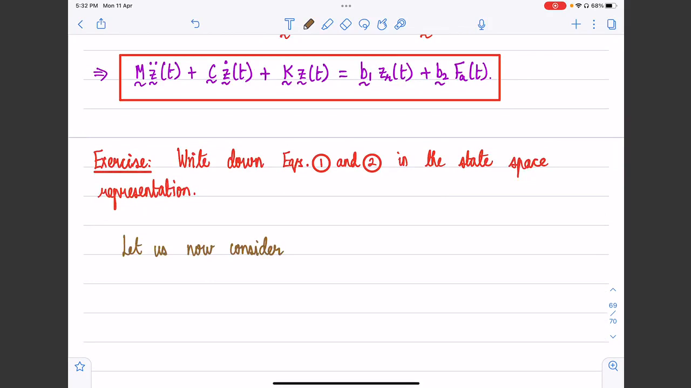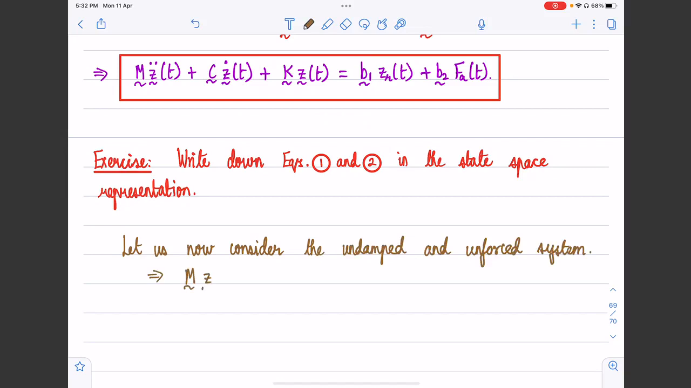So let us now consider the undamped and unforced system. Why are we considering the undamped and unforced system? Because that is the definition of natural frequency. What is the definition of natural frequency? It is the frequency at which the mass will oscillate when the undamped unforced system is subject to some perturbation. So if the system is undamped, Cx dot becomes 0. If it's unforced, the right hand side becomes 0. Zr is 0, Fa is 0, and so on.